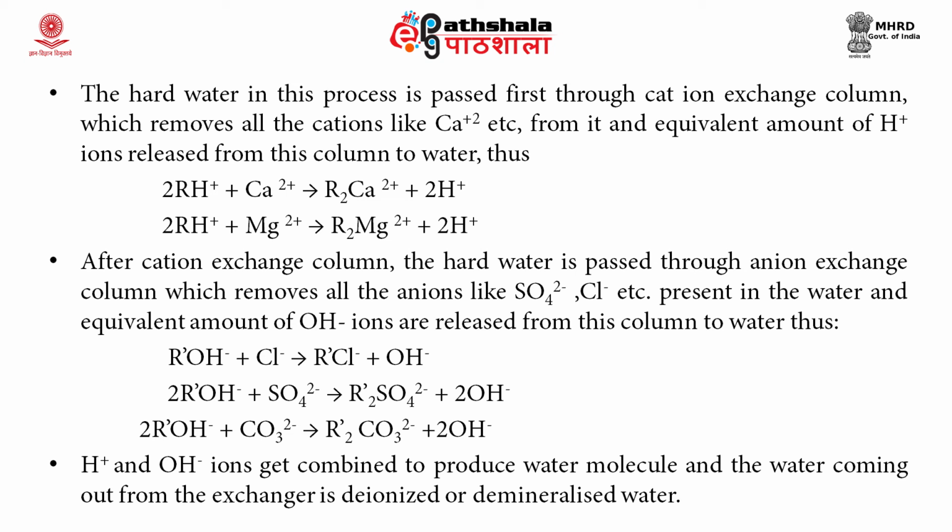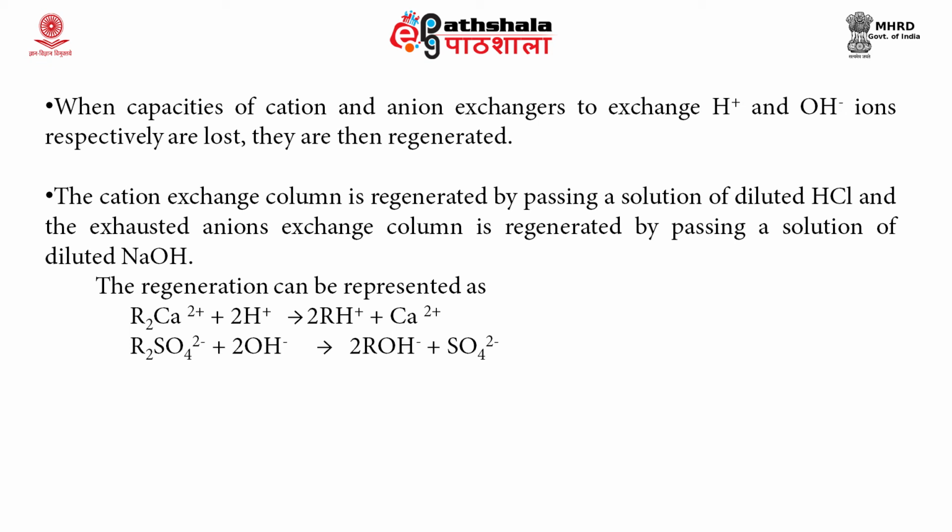These replaced hydrogen ions and hydroxyl ions combine to produce water molecules, and the water coming out of the exchanger is deionized or demineralized water. When the capacities of the cation and anion exchangers to exchange hydrogen ions and hydroxyl ions respectively are lost, they are regenerated. The cation exchange column is regenerated by passing a solution of dilute HCl, and the exhausted anion exchange column is regenerated by passing a solution of dilute sodium hydroxide.